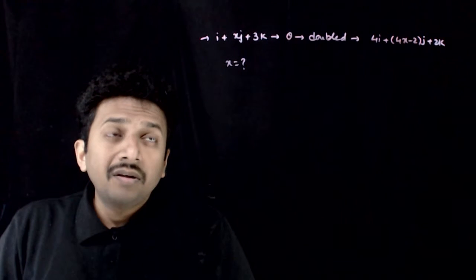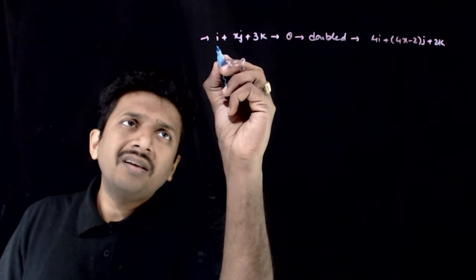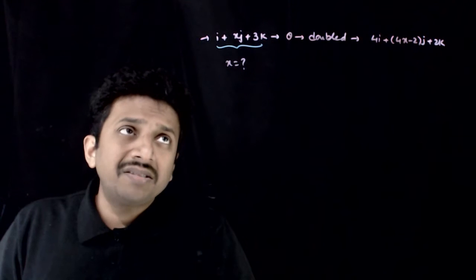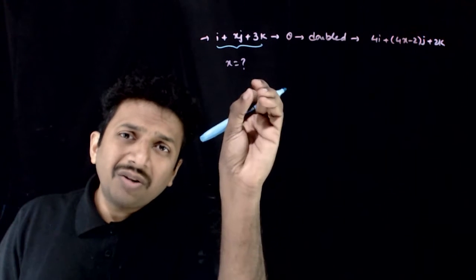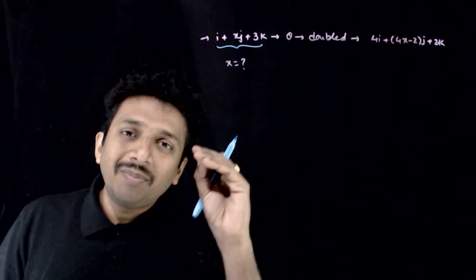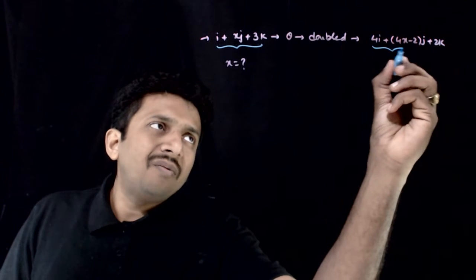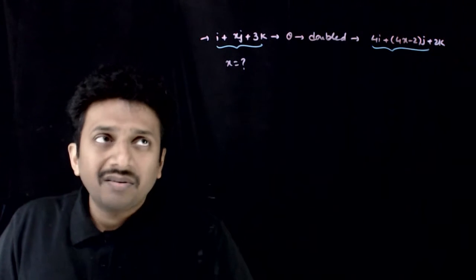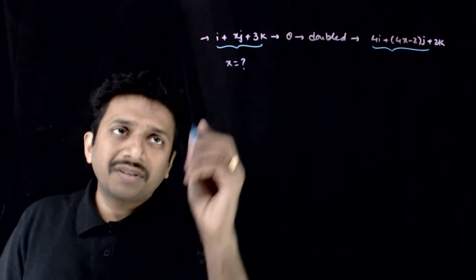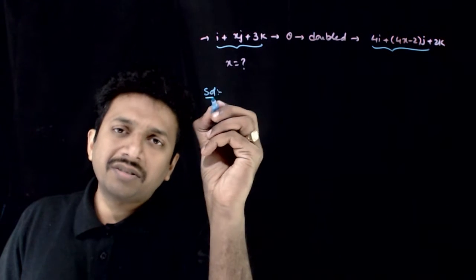So welcome students. In this question you're given that this vector i plus xj plus 3k is rotated through an angle theta and is doubled in magnitude, and finally once you do that you obtain this vector. If that is so, what is the value of x? What is the value of the unknown in these vectors?